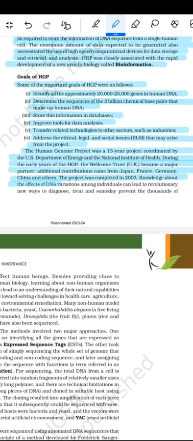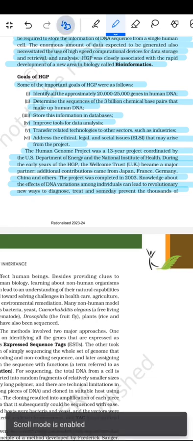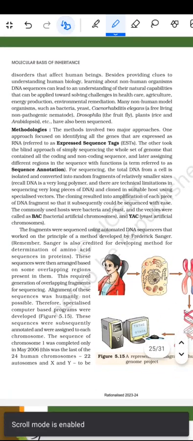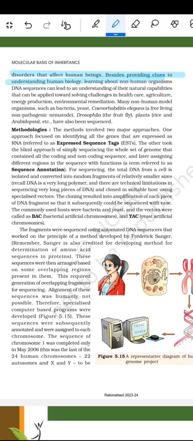Knowledge about the effect of DNA variation among individuals can lead to revolutionary new ways to diagnose, treat, and someday prevent the thousands of disorders that affect human beings. Besides providing clues to understanding human biology, learning about non-human organisms' DNA sequences can lead to an understanding of their natural capabilities that can be applied towards solving challenges in healthcare, agriculture, energy production, and environmental remediation.